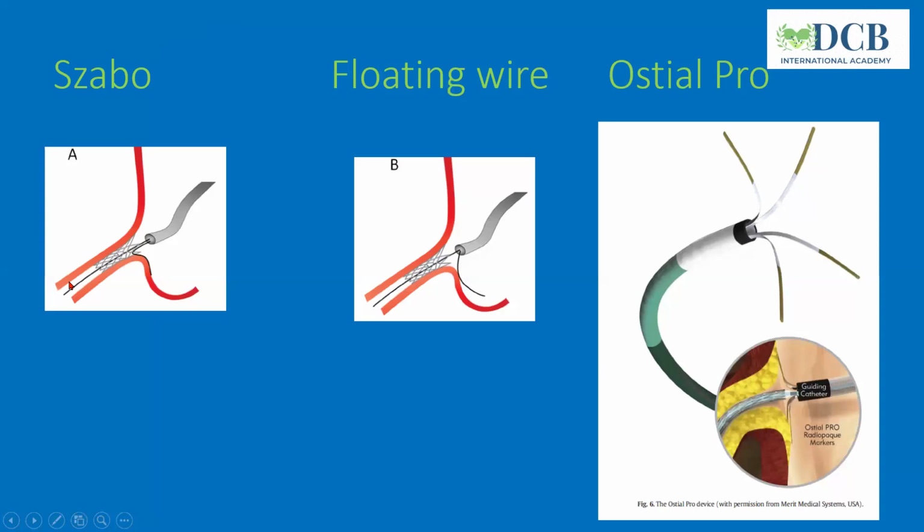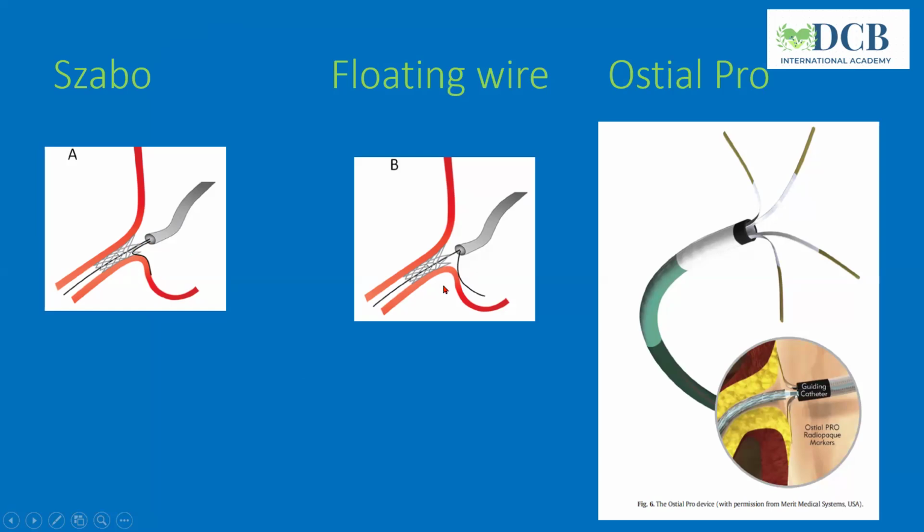So this is the Sabo technique, which was described many years ago. In this, the proximal portion of the stent is released from the balloon, and then the coronary wire is passed through one of its struts, and then it's crimped back again, and then it is deployed. But there are some complications also. The stent may get dislodged, and it's not even 100% foolproof.